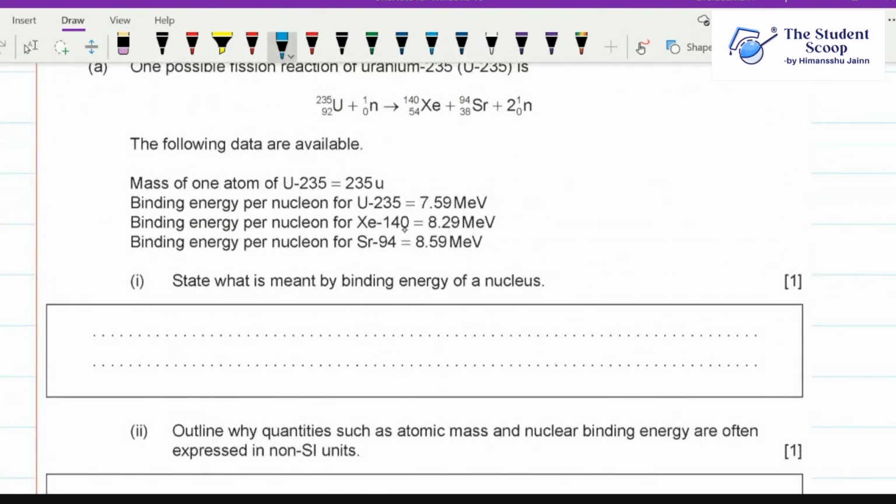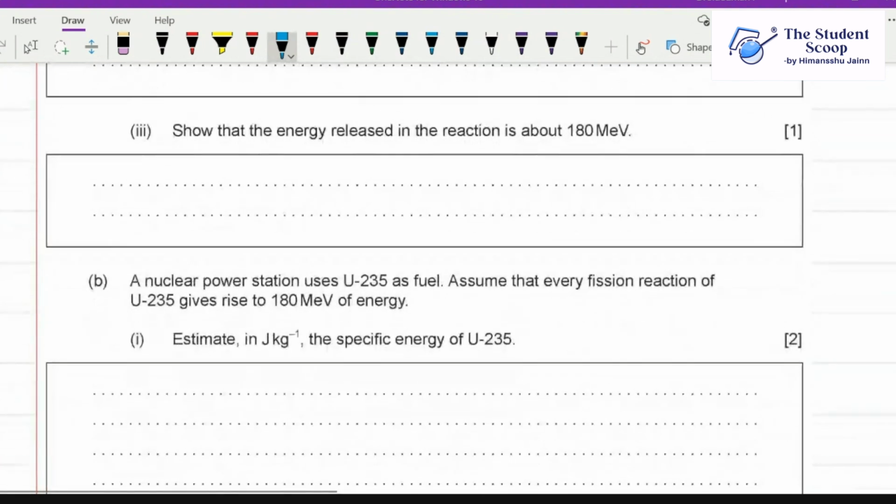To find the energy released, we have to find the binding energy first. So let's say this is the binding energy per nucleon. We will multiply with 235 to get the binding energy of the uranium. For xenon, it is taken like 140, and we multiply this with 94. And we don't have to take the binding energy of the neutrons. So take the binding energy of the products minus the binding energy of the reactant, and we will get the answer.